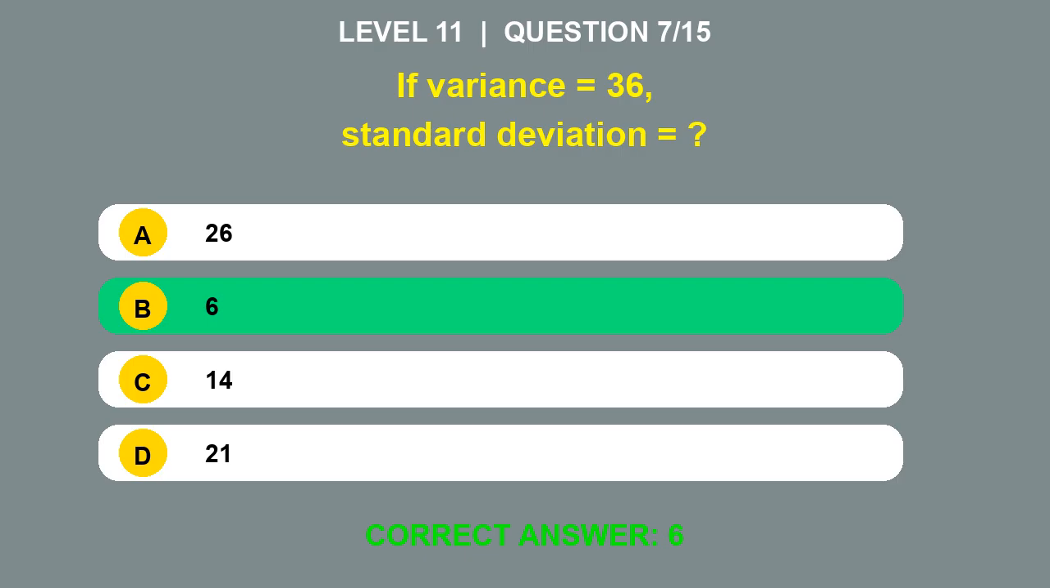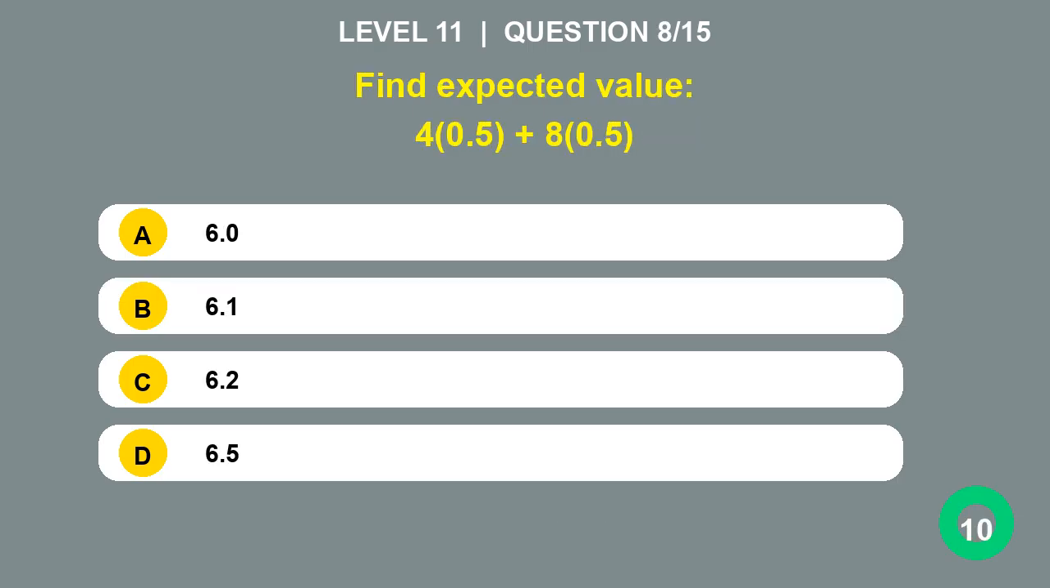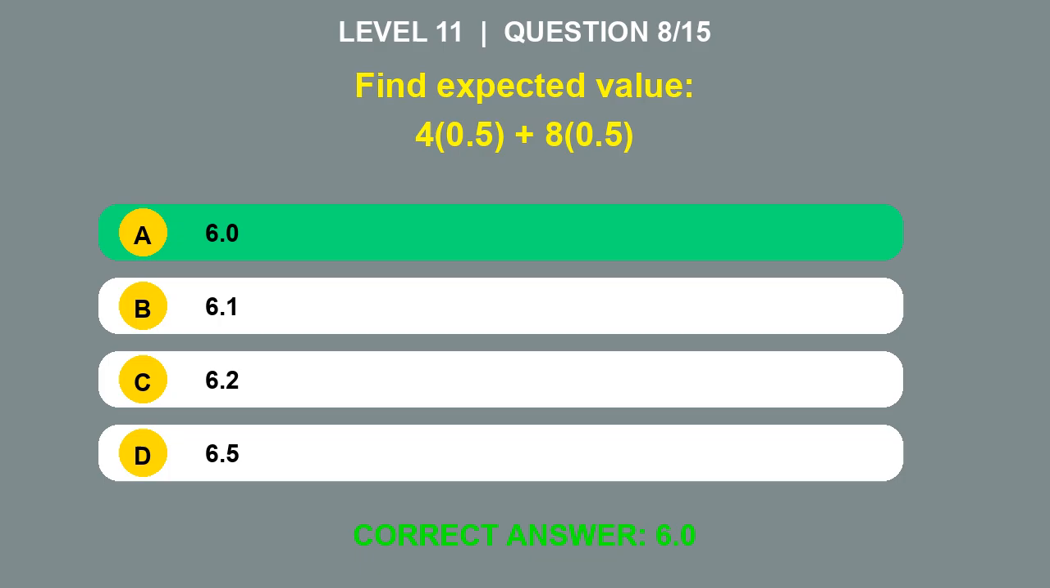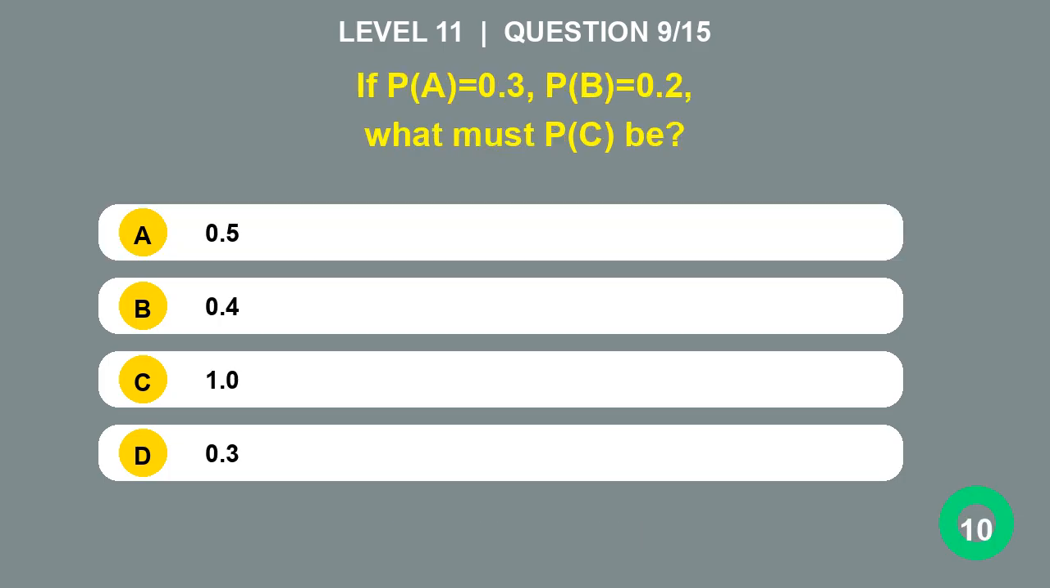Answer is 6. Find expected value. 4 times 0.5, plus 8 times 0.5. Answer is 6.0. If P(A) equals 0.3, P(B) equals 0.2, what must P(C) be?